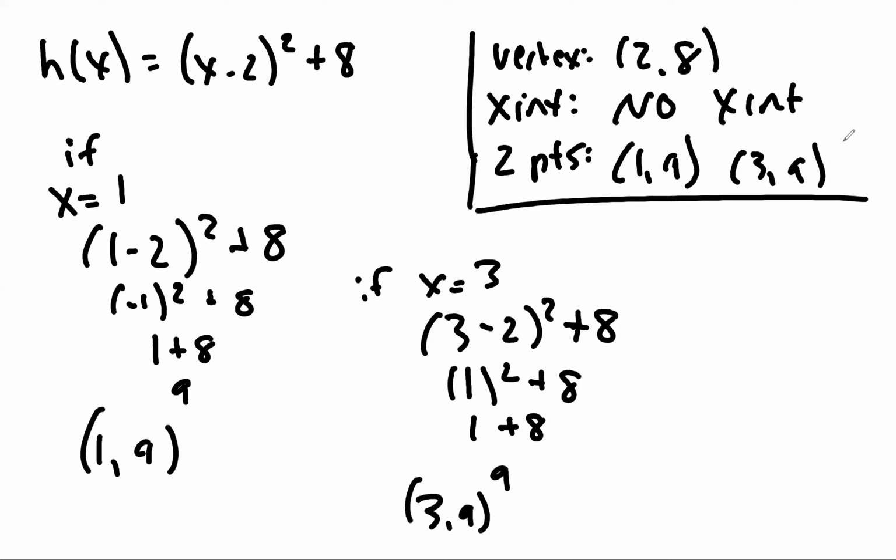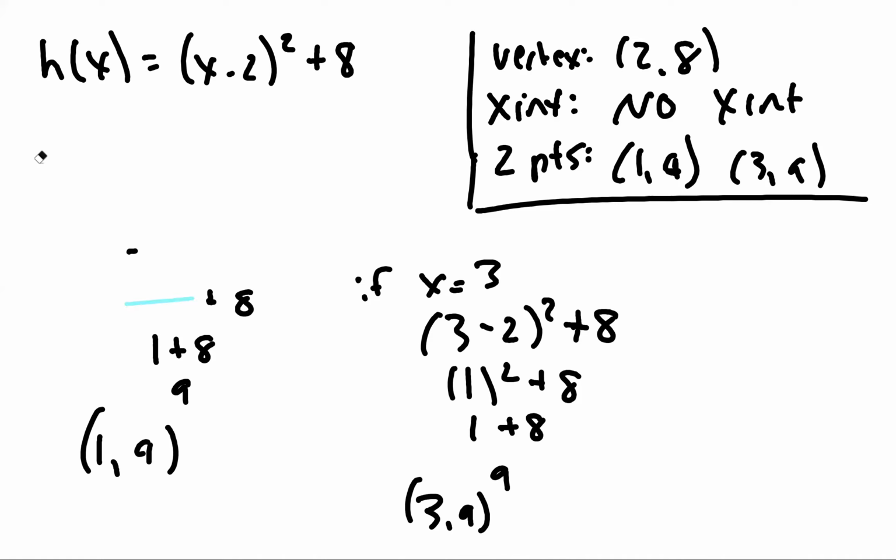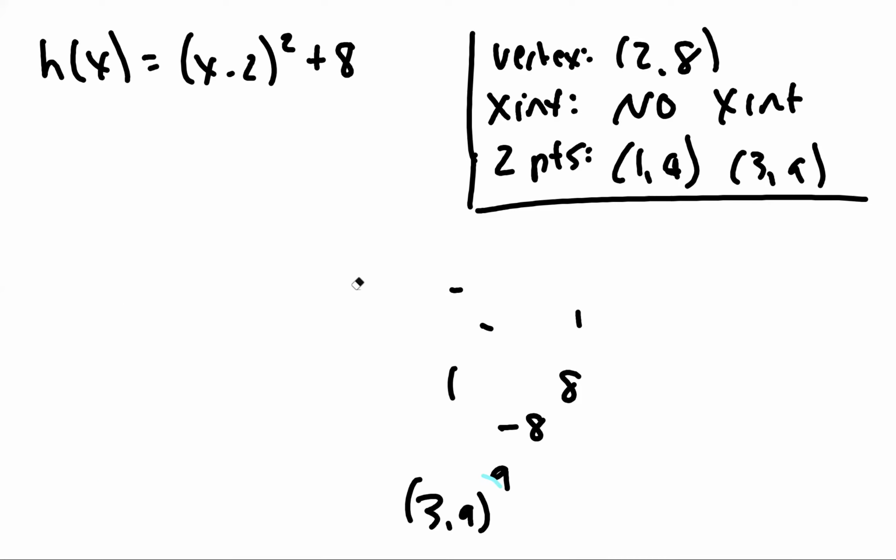And so are there any questions on how I found these 2 other points before we move on? Okay. And then what we're going to do is go ahead and graph this thing, and then we'll be done with it. And so let me get rid of this. We have our vertex, we have 2 other points, and that's all we're going to need in order to make our parabola. And so I will draw my graph.